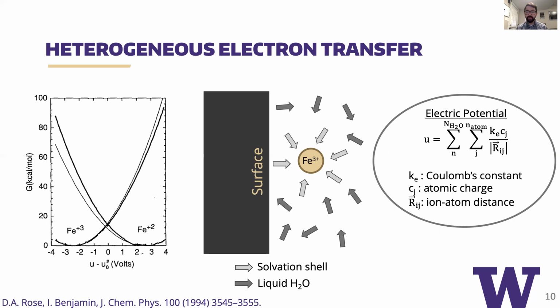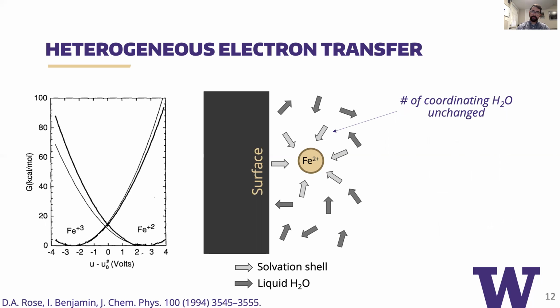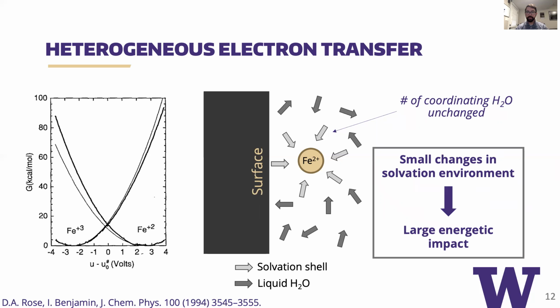This iron ion is strongly coordinated with 6 waters, which are denoted by these lighter gray arrows. However, once we transfer the electron, we see this change in solvent structure, going from the iron 3 to iron 2. And since the ion is becoming less negative, we see a loosening of the solvent shell, but it's still strongly hexacoordinated. So this shows us that even small, subtle changes in the solvation environment can lead to large changes in the energetics of our system.